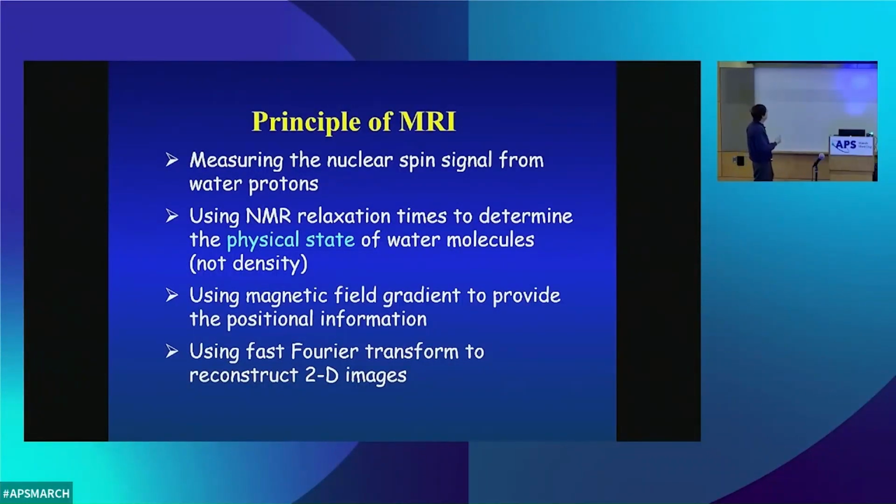First, it measures the nuclear spin signal from water protons. Of course, it's not limited to water, but water gives the biggest signal. They actually use the MRI relaxation time to determine the physical state of the water molecule rather than its density. Then they use magnetic field gradients to provide the positional information. And finally, you can use a fast Fourier transform, or inverse Fourier transform, to reconstruct the two-dimensional image.